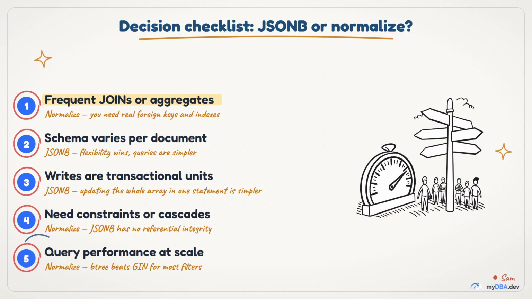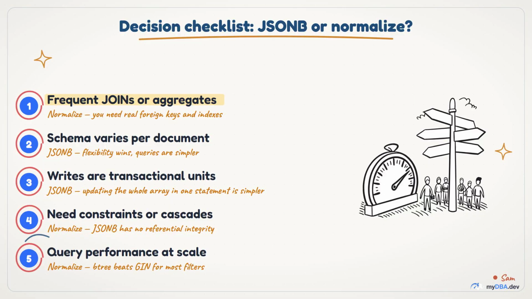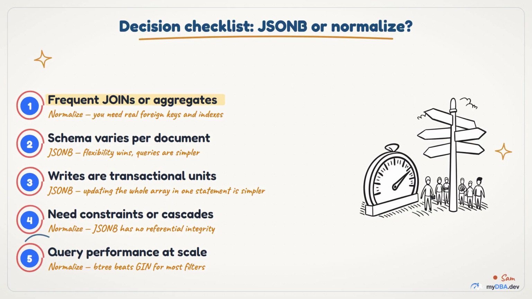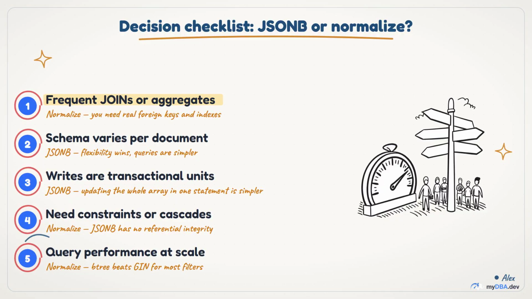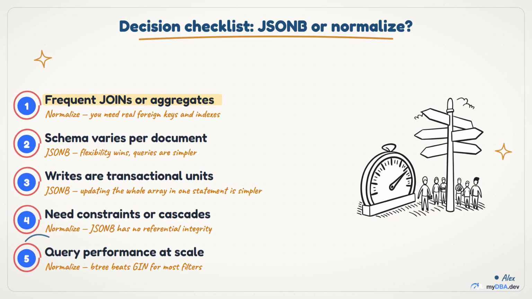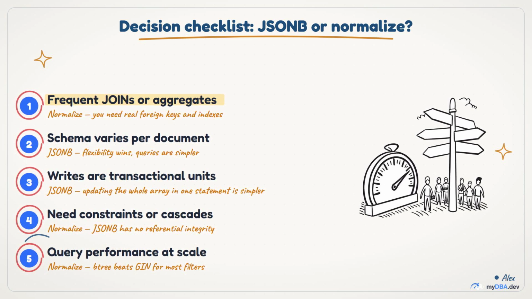At small scale, JSONB with a GIN index is fine. But once you're scanning millions of rows and filtering on nested fields, a normalized table with a B-tree index will crush it. GIN index is great for containment, not for range scans or equality on a single field. So the answer is, as always, it depends, but now you've got the tools to query JSONB like rows while you figure it out, and a clear checklist for when to pull the trigger on normalization.